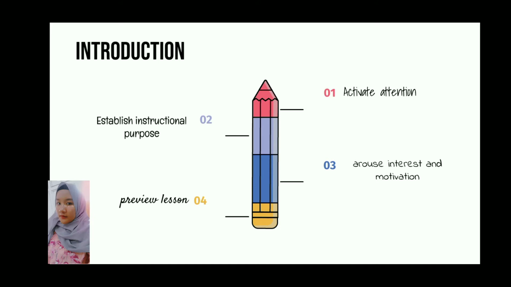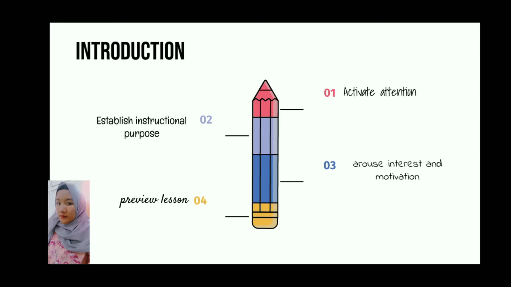In the introduction, there are four parts of instruction. First is activate attention or gain attention. The purpose of this event is for learners to focus their attention on the learning task. And then the second one is establish purpose or inform learner of the instructional purpose. In this part, learners can establish their own purposes in learning.